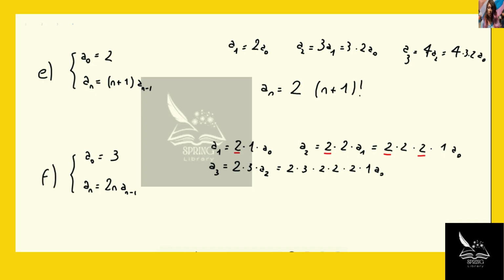Now we have this factor of 2 that I've highlighted in red coming from the recurrence formula. And then we have these numbers in green, which come from the n in the formula. And so you see that there's a 1 in a1, there's a 2 and a 1 in a2. In a3, there's a 3, a 2, and a 1. So we have a closed formula for an, which is 2 to the power of n, and that's for the red contribution, times n factorial, and that's for the green contribution, times a0, which in our case is 3.